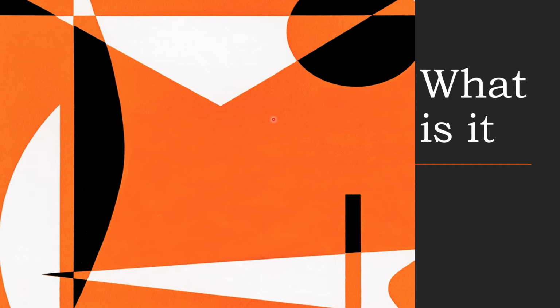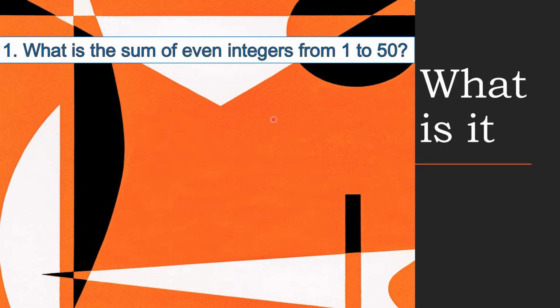Let's try to solve some problems about arithmetic series. Our first example: what is the sum of even integers from 1 to 50? When we say even integers, ito yung mga numbers na usually divisible by 2. So, ang sequence natin ay magsisimula sa 2 hanggang 50. I-add natin lahat ng even integers starting from 2 hanggang 50.